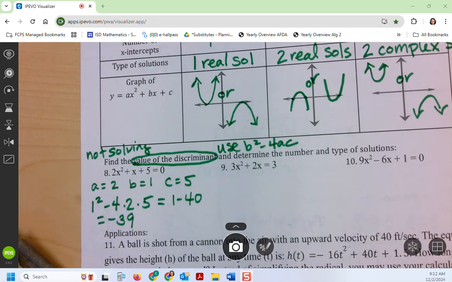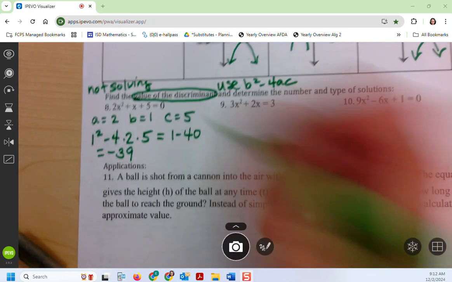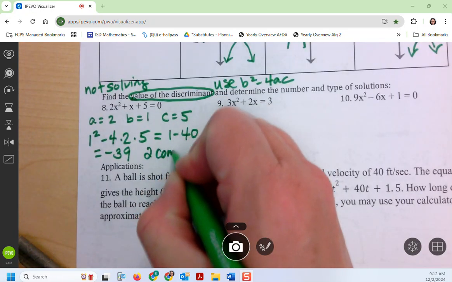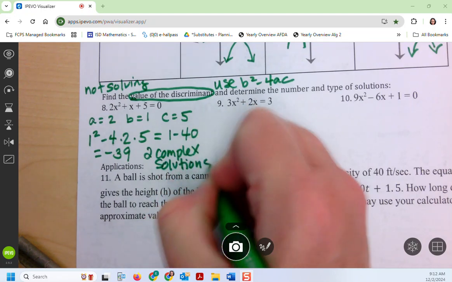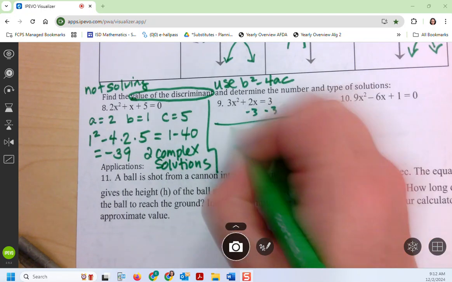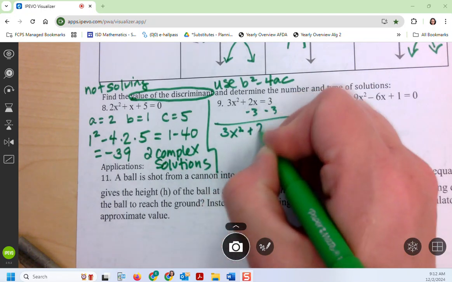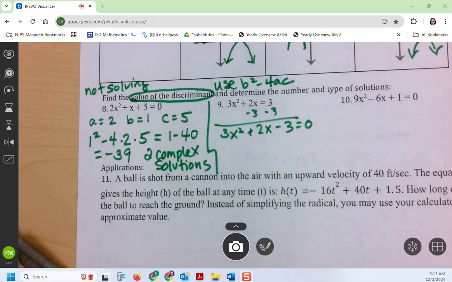So if my discriminant is negative, what kinds of solutions do I have? Are they real or complex? They're complex. And how many complex solutions do I have? 2. So I'm going to write down 2 complex solutions. Okay, I want you guys to put 9 in standard form by subtracting the 3. And then I would like you to find the discriminant and tell me how many solutions you have, and do the same thing for 10.